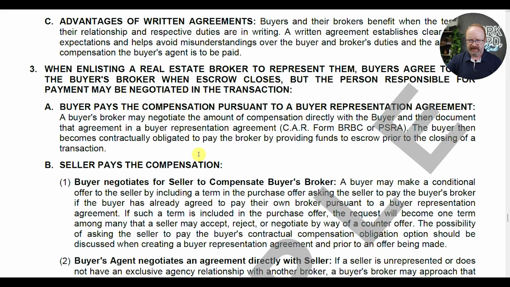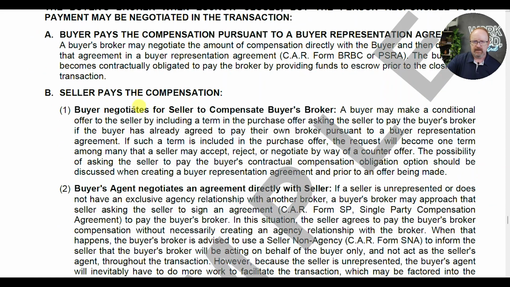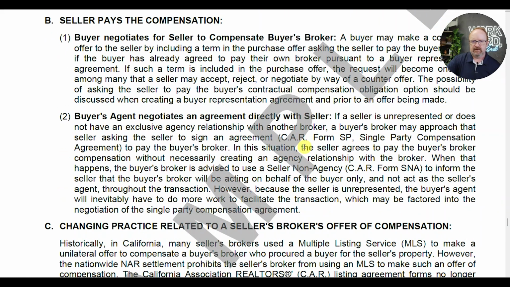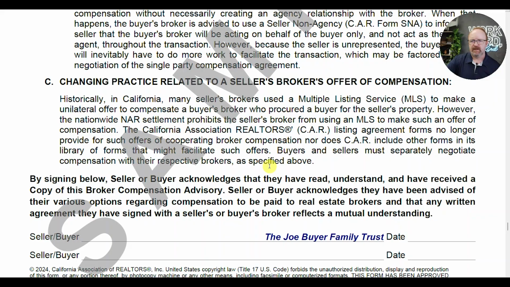There are options, obviously. There are several ways that the buyer's agent is going to get paid or can get paid. The buyer can pay the compensation pursuant to this agreement to their agent. The buyer can negotiate for the seller to compensate the buyer's broker. And the buyer's agent can negotiate an agreement directly with the seller if the seller is unrepresented, like a for sale by owner. Additionally, it spells out that there is no more compensation in the MLS service.